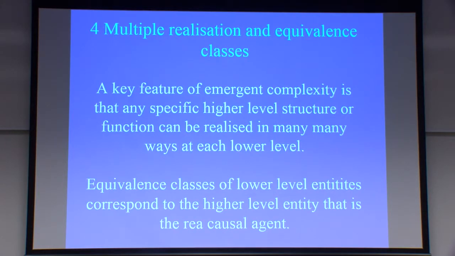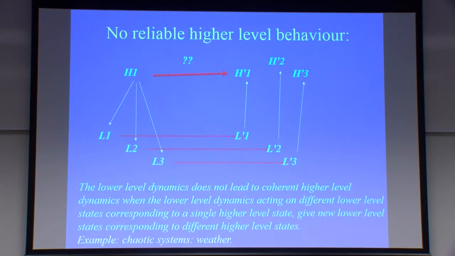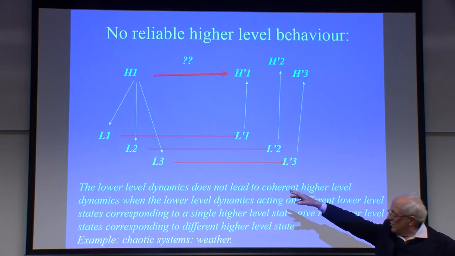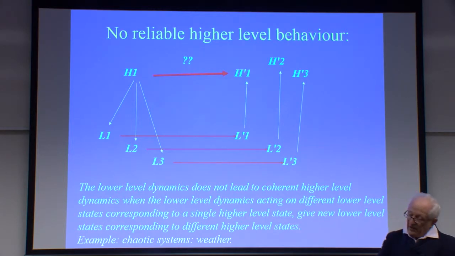Now, crucially important: multiple realization and equivalence classes. The key feature of emergent complexity is that any specific higher level structure can be realized in many ways at each lower level. Equivalence classes of lower level entities correspond to the higher level entity, that is the real causal agent. So here's a case in which I have a higher level state H1. It can be realized at various lower level states H2. Let's think it's the atmosphere of the Earth.